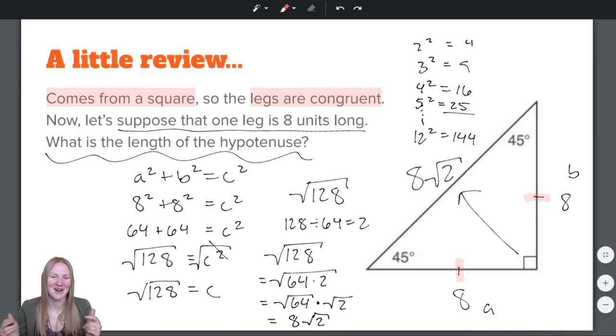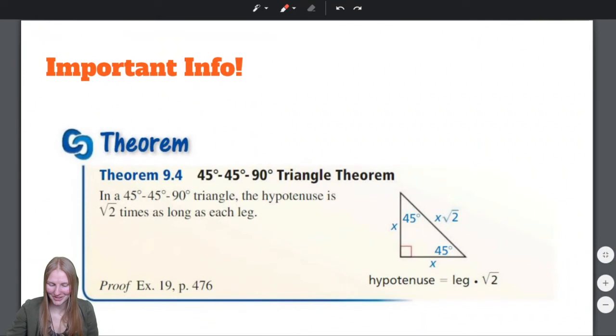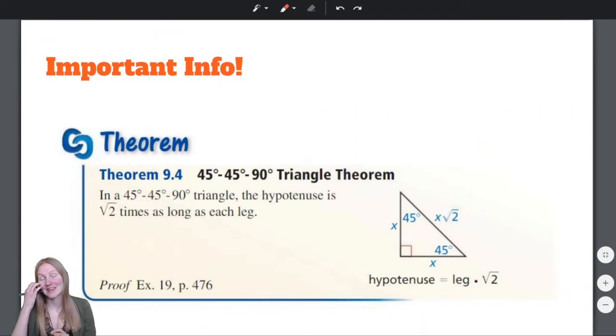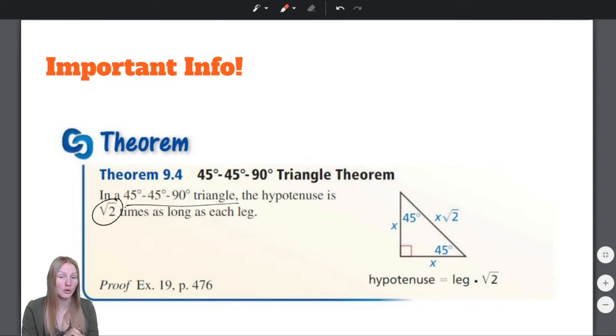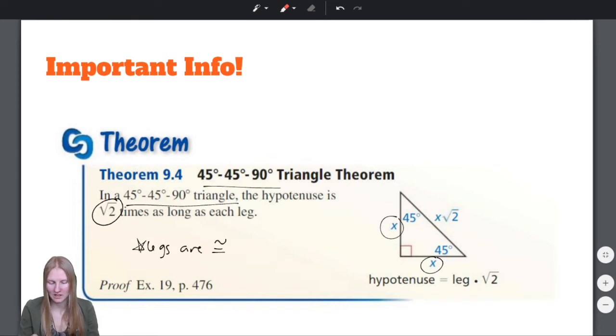Unpause the video and we're going to talk about the next slide, which has a 45, 45, 90 triangle theorem, which says that in a 45, 45, 90 triangle, the hypotenuse is the square root of 2 times as long as each leg. So, if you know what one leg is, you know what the other leg is, right? The legs are congruent in a 45, 45, 90 triangle. So if you know what one of the legs is, you just need to multiply by the square root of 2, and that will give you the hypotenuse.